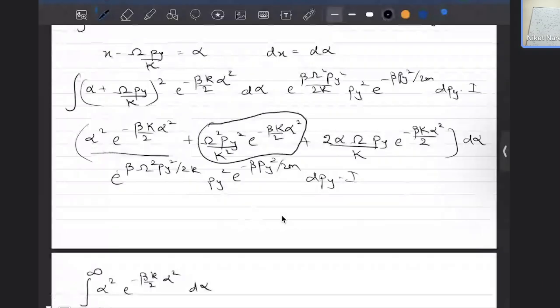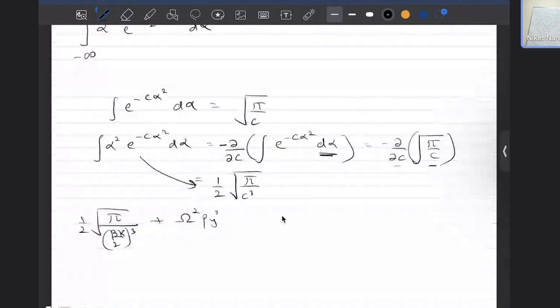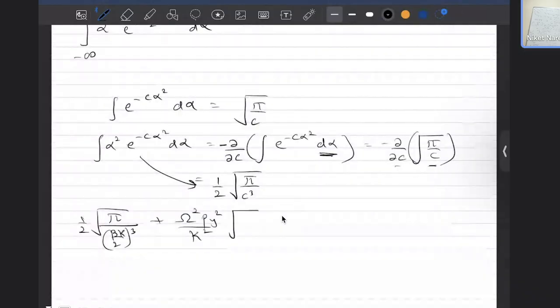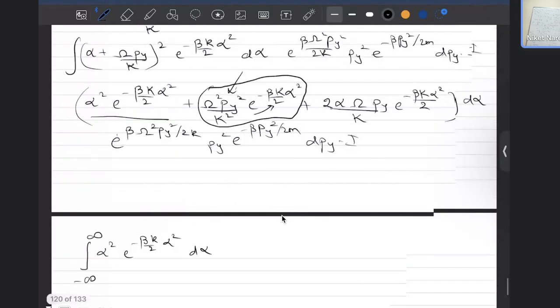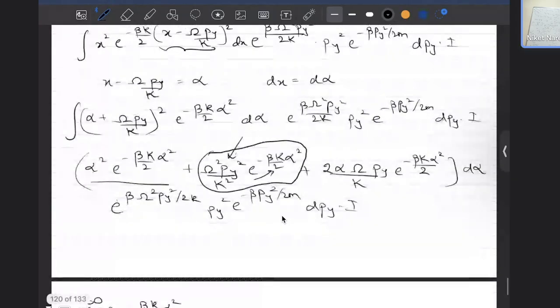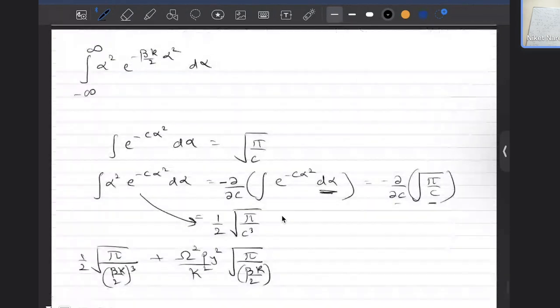Here there is no alpha involved in this part. There is only omega square py square by kappa square. So this will simply give me square root of pi by c, and c is beta kappa by 2. So plus omega square py square by kappa square times square root of pi by c. Okay, so this is what I end up with. There is an alpha square, I got an extra c.